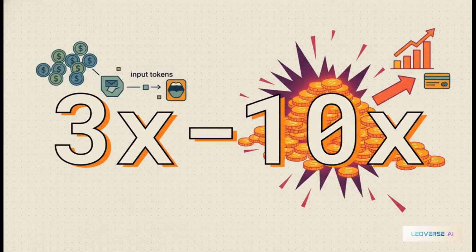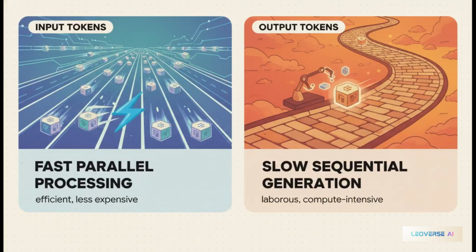So how different are we talking? Get this, you could be paying a premium of 3 to 10 times more for the AI's response, the output tokens, compared to the prompt you put in. This huge price difference is almost always the real culprit behind those shocking AI bills. So why the massive gap?